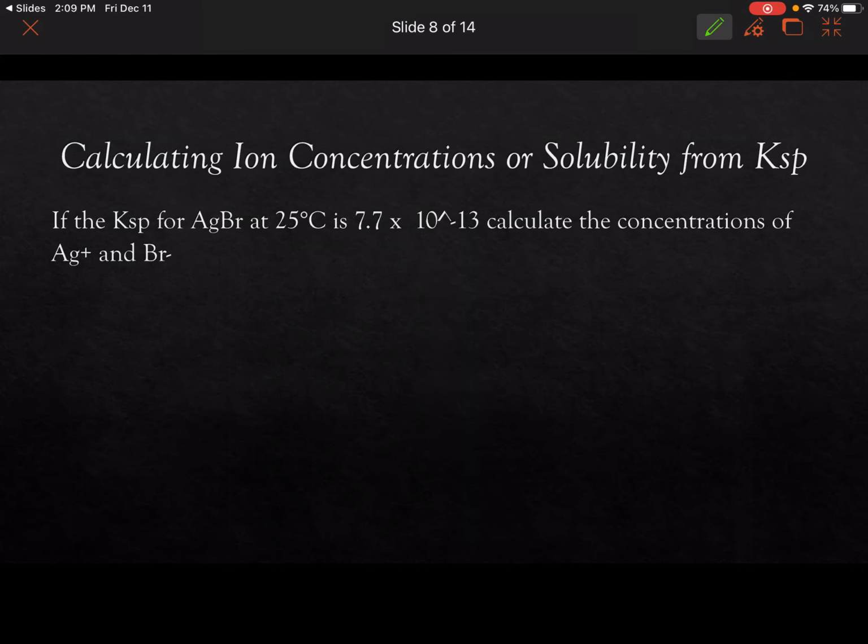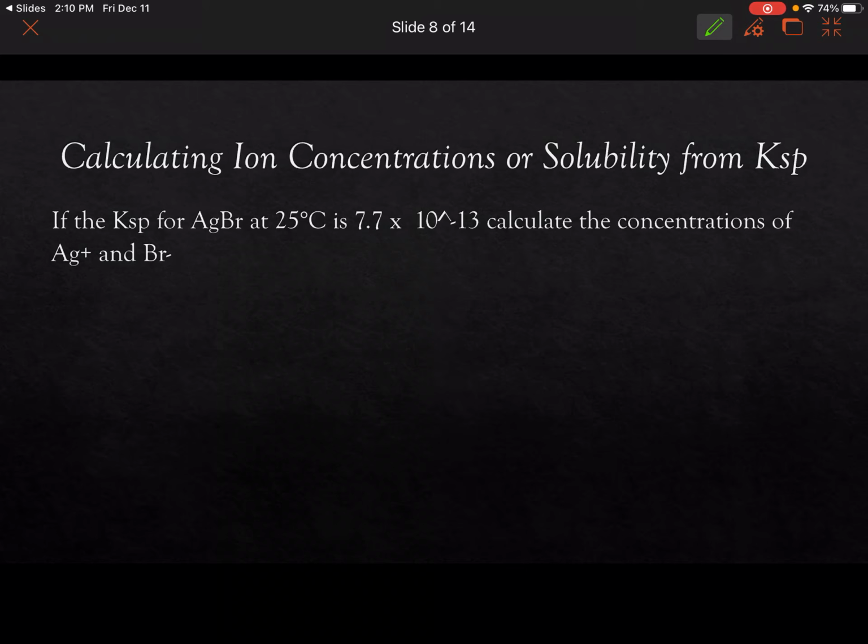So calculating ion concentrations or solubility from KSP. We're first going to look at silver bromide here. Now the KSP is temperature dependent. I should have said that before. Make sure you write that down. So your KSP will change depending upon the temperature, because we know that solubility is temperature dependent. So typically, as we increase the temperature, we increase kinetic energy, more particles are able to dissolve. Not true for all substances, but the vast majority of them.